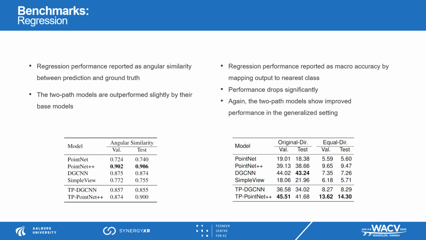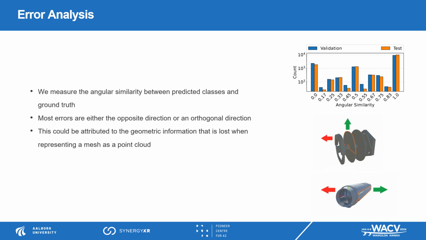For our regression results, we report the angular similarity between the predicted directions and the ground truth, as well as the macro accuracy when discretizing the predicted directions to the classification labels. For the angular similarity, the base models perform slightly better than the two-path variants. When converting to macro accuracy, performance drops significantly for all models. However, as with the classification results, the two-path networks appear to generalize better than the base models by outperforming them on the equalized distribution.